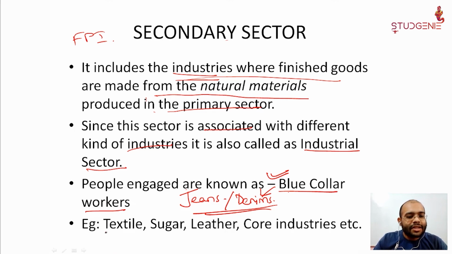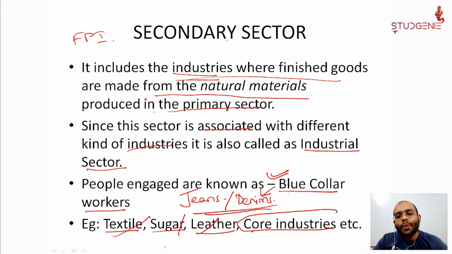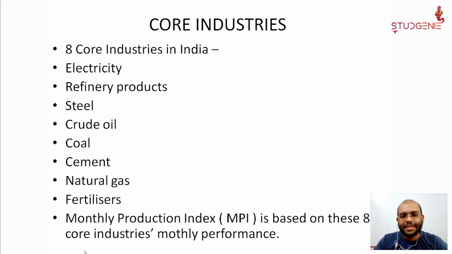So, what are these sectors? Textile, sugar, leather industries, core industries, etc. A confusion might be that we got to know what a textile industry, sugar industry, and leather industry are, but what are core industries? So let's look at what core industries are. There are 8 core industries in India.